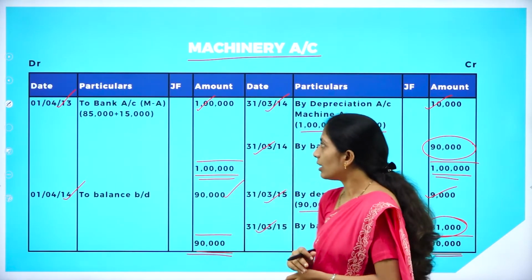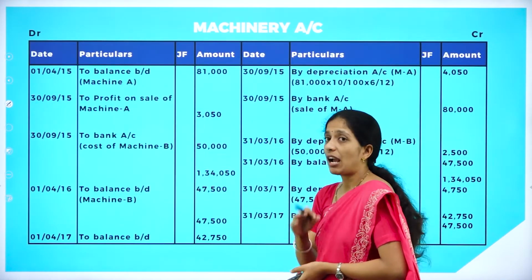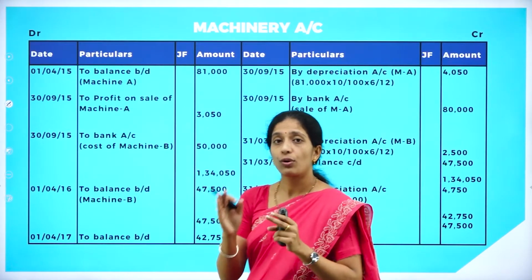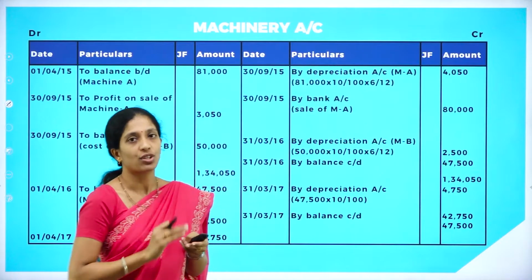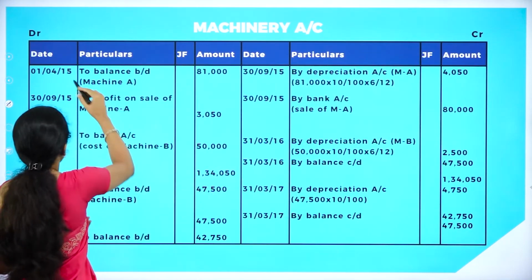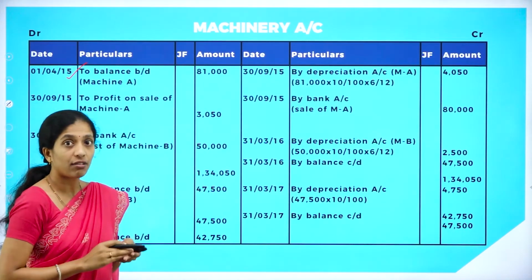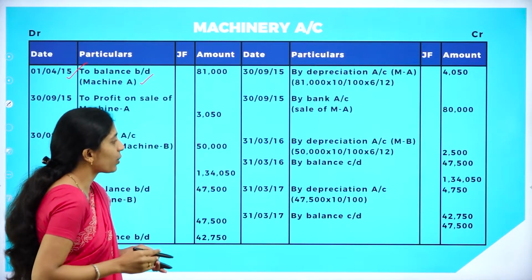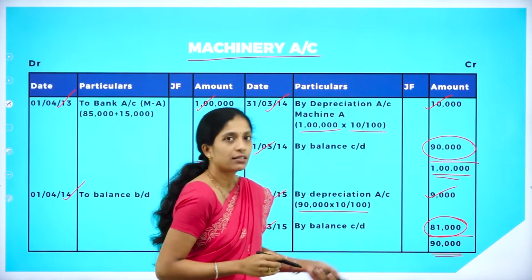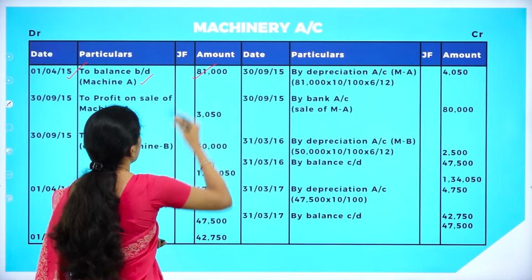Now coming to the third year. In the third year we have to be very careful, because the old machine was sold, and on the same day a new machine was purchased. Now, 1/4/2015, first bring down the balance. To balance brought down, that is of machine A. So what is the balance? 81,000.